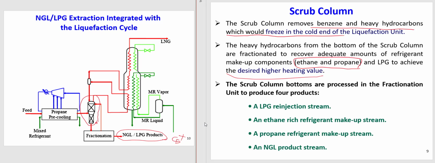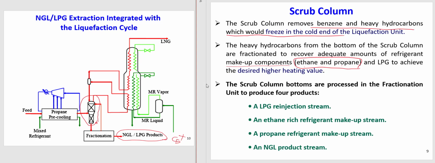First of all, we use these two, ethane and propane, as makeup for the mixed refrigerant, because they are the components that we have in the mixed refrigerant. So those can be used as makeup for the mixed refrigeration unit cycle. And also we create our LPG, liquid petroleum gases, that we can sell. They have very good heating values, and also when we remove them from the natural gas, we can adjust the heating value of the natural gas as well.